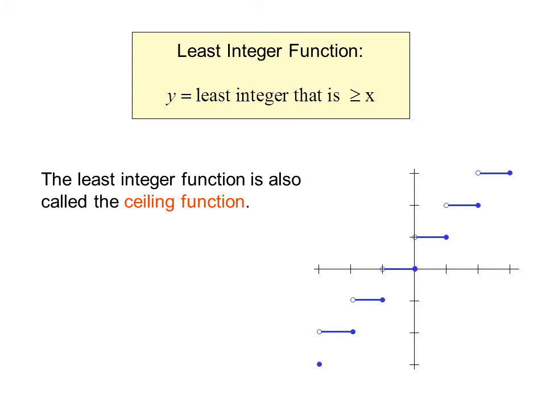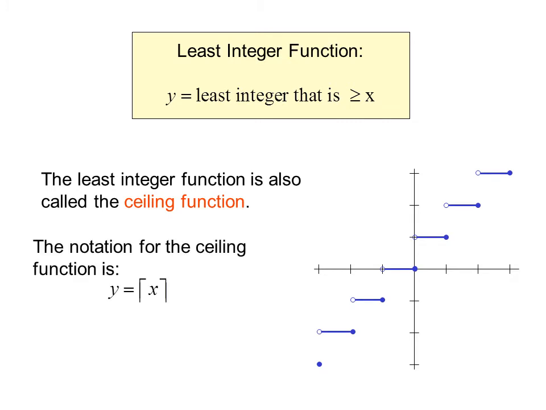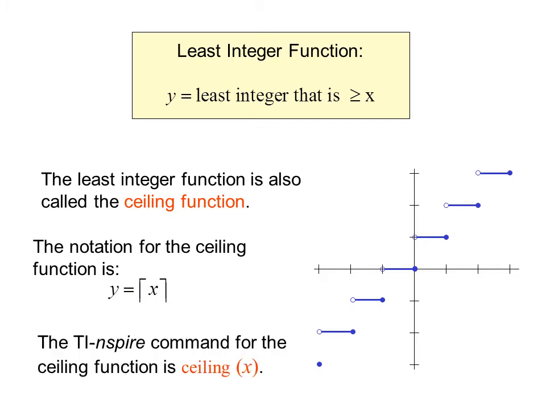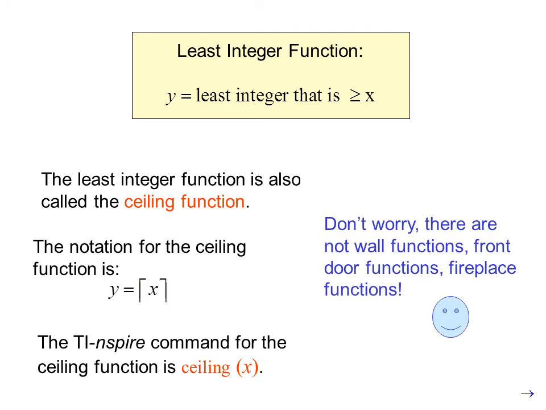The least integer function is also called the ceiling function. The notation for the ceiling function is y equals ceiling x. The TI-nspire command for the ceiling function is ceiling x. Don't worry, there are not wall functions, front door functions, fireplace functions, or any other building parts, only floor and ceiling functions.